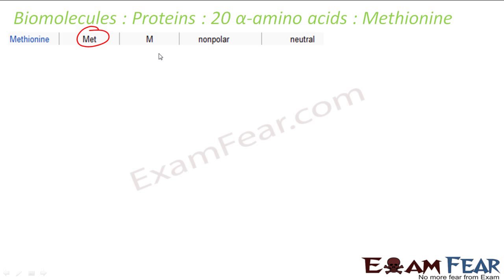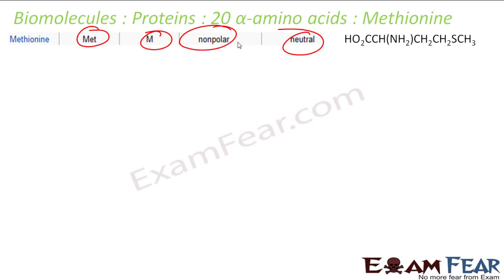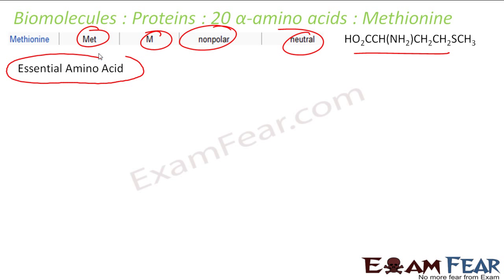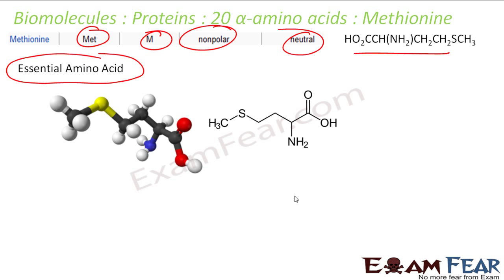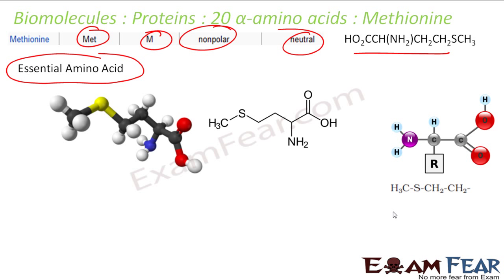The next is methionine. MET is the 3-letter code to denote this. M is the single letter, non-polar and neutral. This is the molecular formula. This is also an essential amino acid, and this is the structure of methionine. If you compare the structure with the general structure, R is nothing but this, CH3S, CH2, CH2.